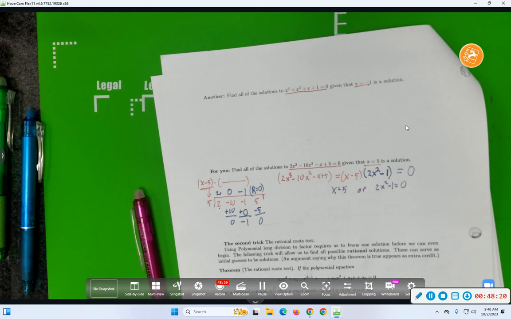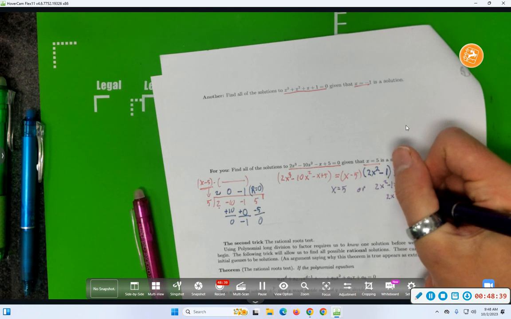In fact, there's no bx, so I think I can just solve this directly. I don't need the quadratic formula. Add 1 to the other side, divide by 2, take the square root. Not saying that you couldn't use the quadratic formula, but I think it will be harder than necessary.